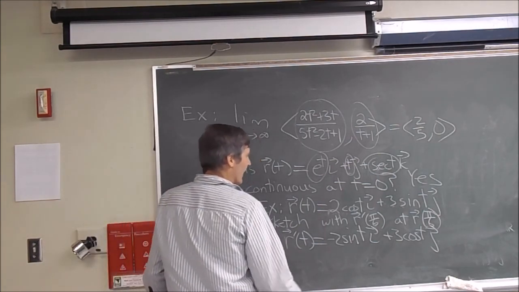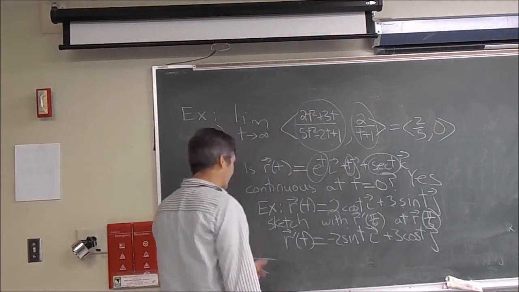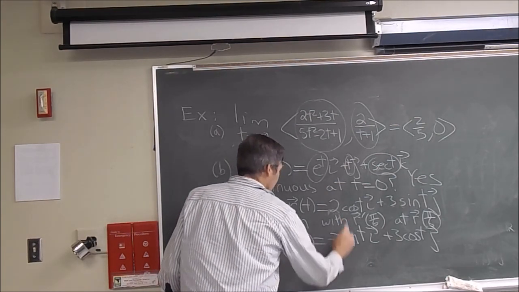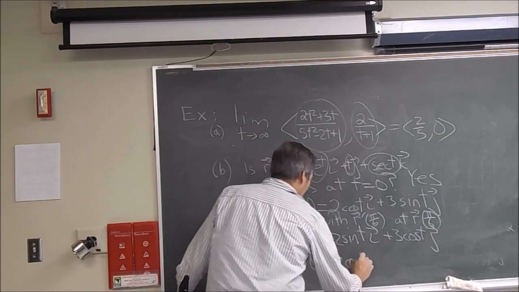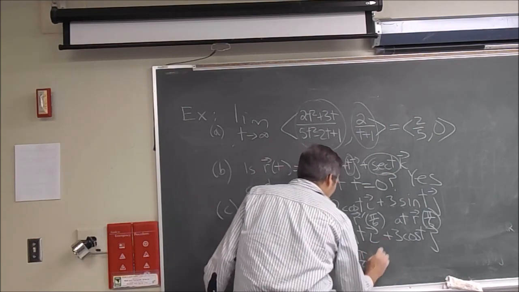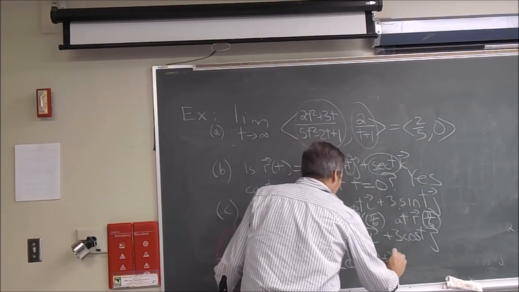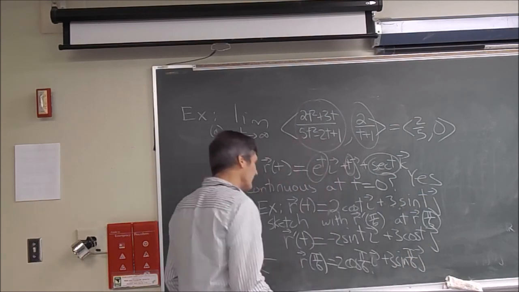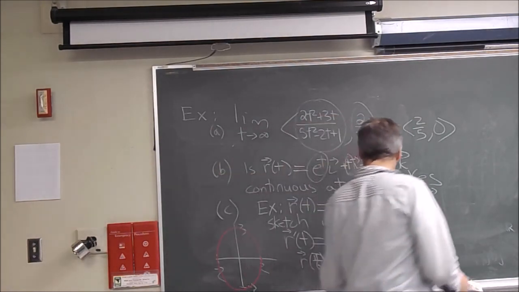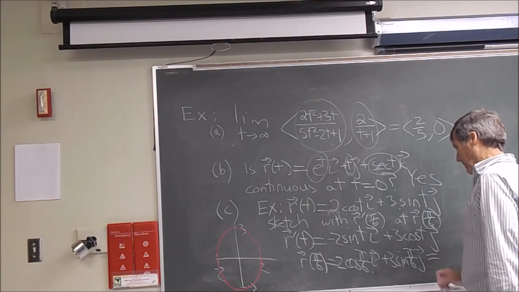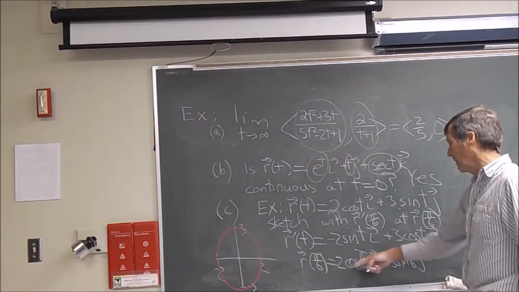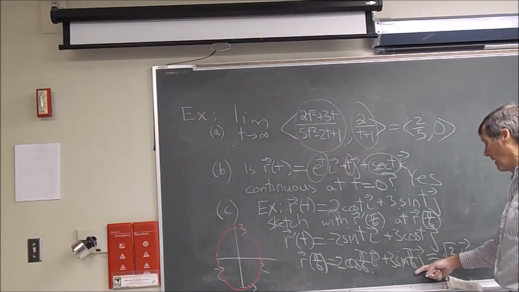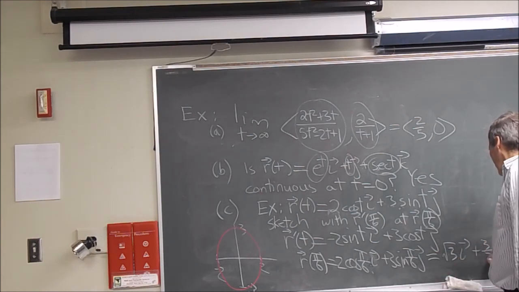So at t equals pi over 6, what do I get? I can compute r of pi over 6 is 2 cosine pi over 6 i plus 3 sine pi over 6 j. And let's see, cosine pi over 6 is equal to square root 3 over 2, so 2 times square root 3 over 2 is square root 3, that multiplies i. Sine pi over 6 is a half, so this is plus 3 halves j.